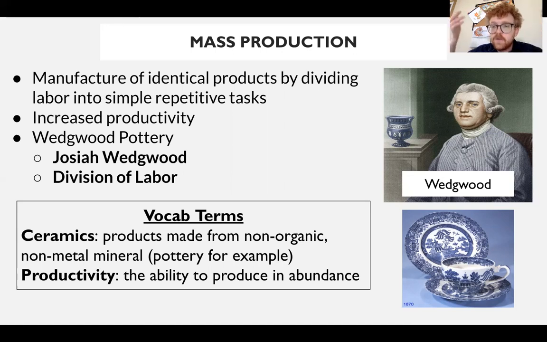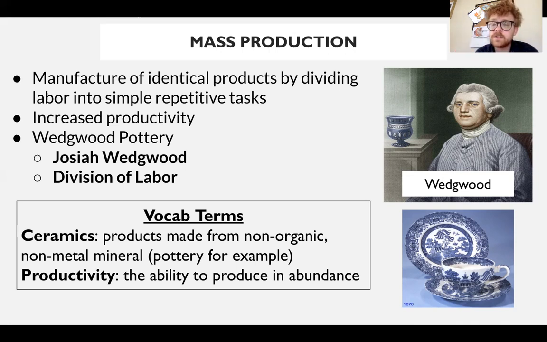So if we use cars as an example of mass production, there is one team of workers that makes the car frame. There's another team of workers that puts the doors on, for example. So it's dividing labor into repetitive, easy to repeat tasks. And overall, the impact of mass production is increasing productivity. It is increasing the ability to produce.